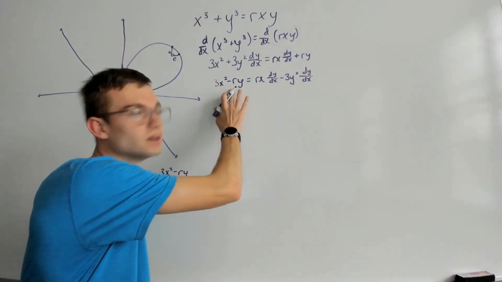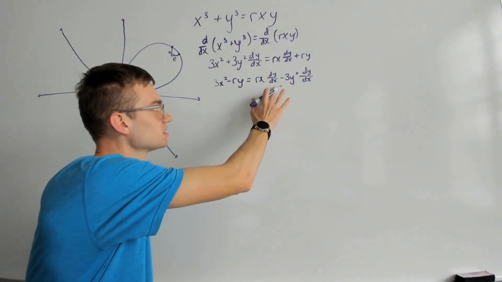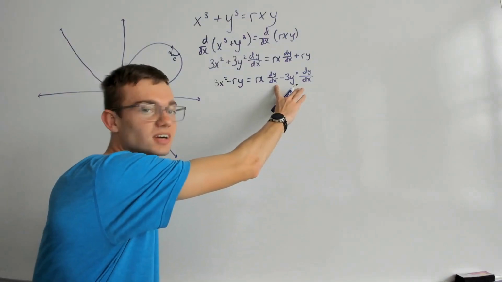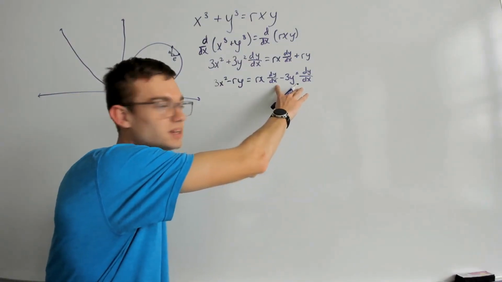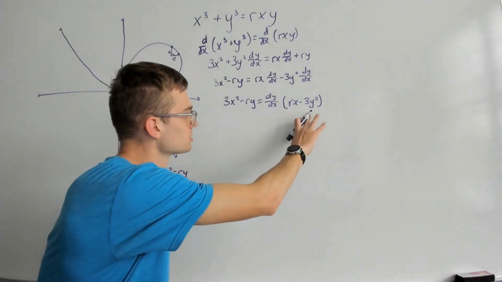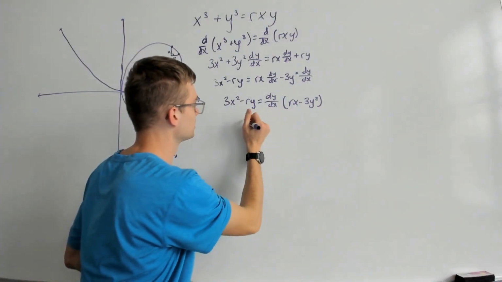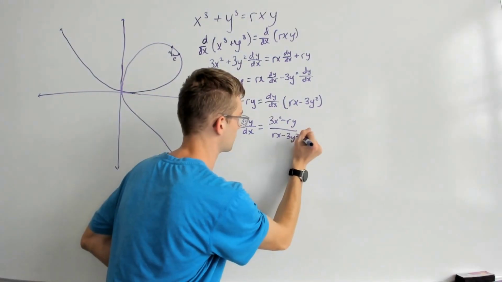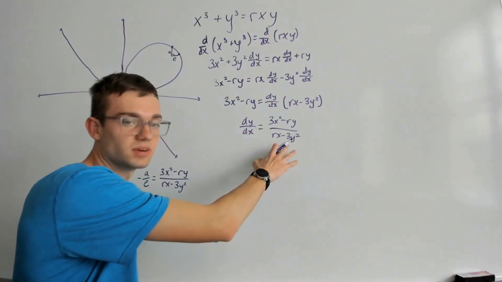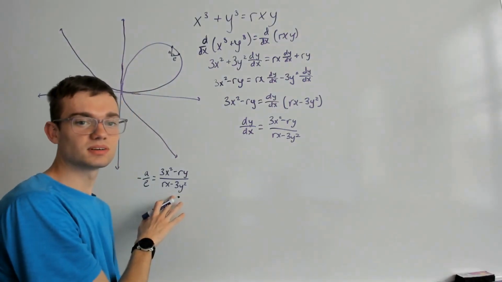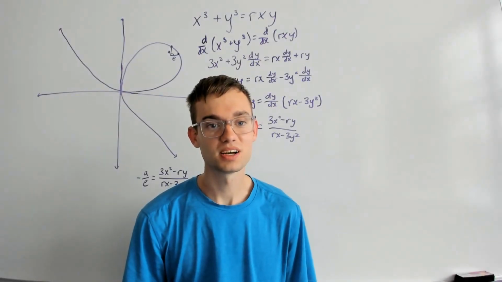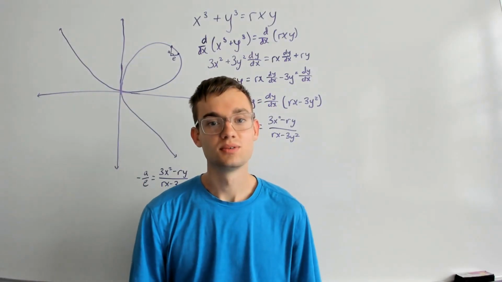3x squared minus ry equals rx times dy/dx minus 3y squared dy/dx. Now, as you probably guessed, we can just factor out the dy/dx on this side of the equation. Last up, we can just divide off the rx minus 3y squared. And we'll get dy/dx equals 3x squared minus ry over rx minus 3y squared, which happens to be the exact same as we got using Barrow's method.